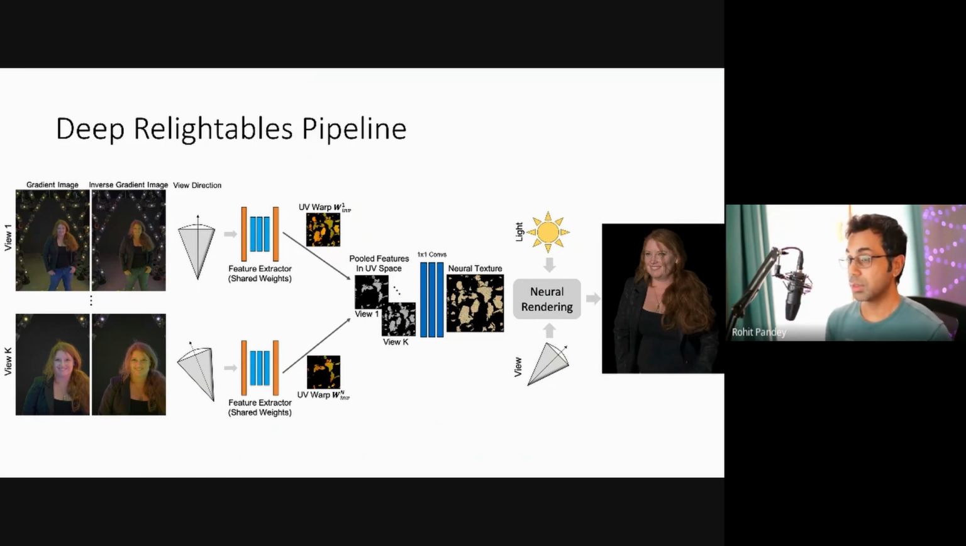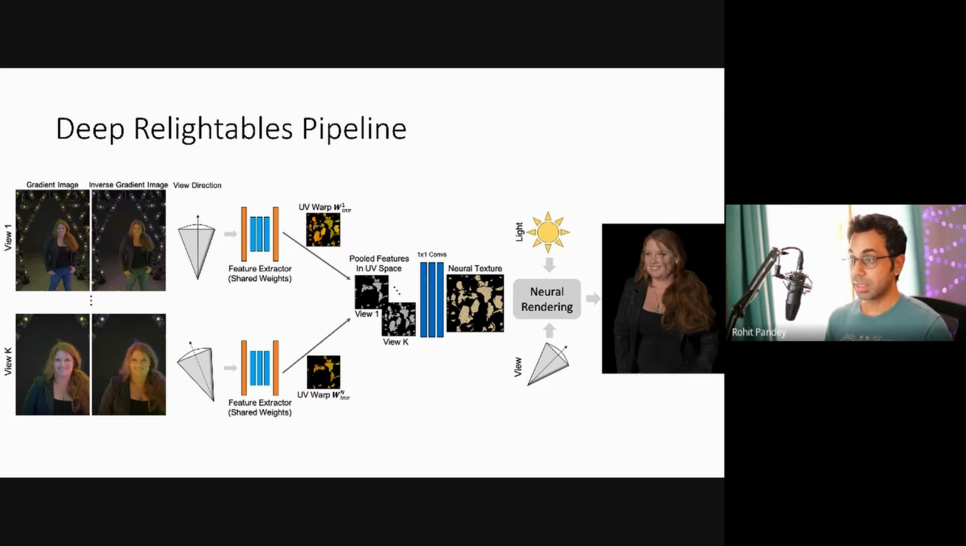Then features from each one of these viewpoints are warped to a common UV space using pre-computed warps calculated using the depth and the UV parameterization information. Now, once all of these features are in UV space, they are pooled together in order to be invariant to the number of views. Finally, after pooling, we run one-by-one convolutions and then compute the final neural texture.